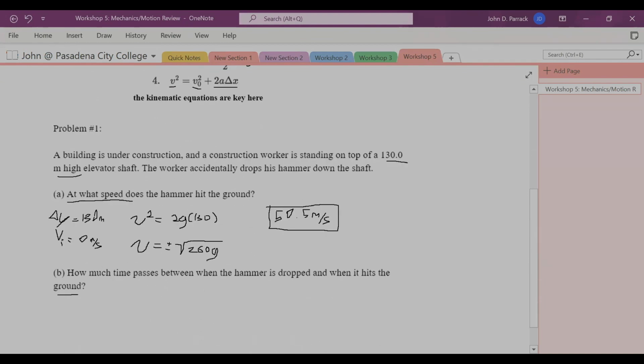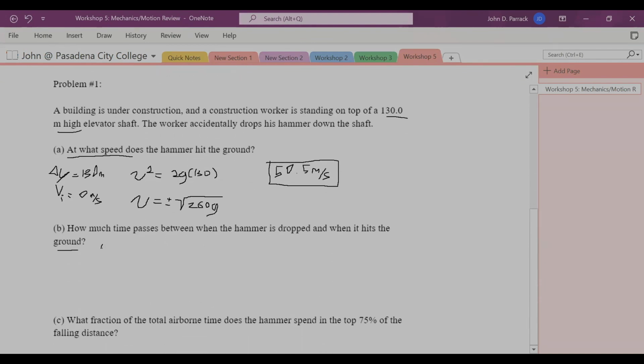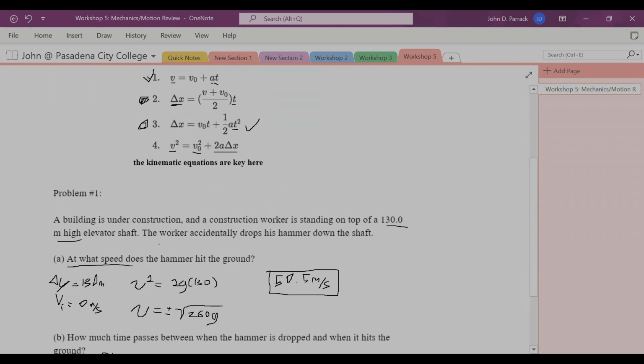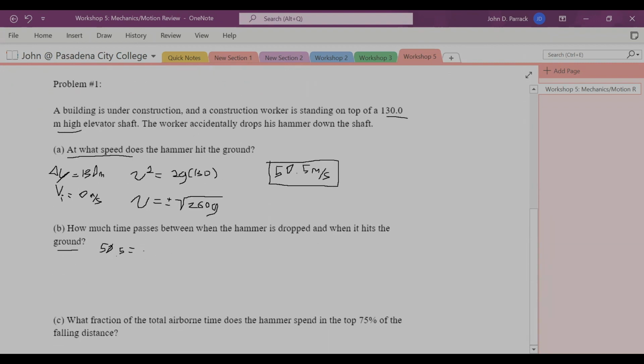Let's use number 1. Seems pretty straightforward. So we just found that VF was equal to 50.5, right? So from the kinematic equation, we have that VF is equal to V initial. That was just 0, right? So VF is just equal to AT, which is really just GT. So if we divide both sides by G, we lose G on the right-hand side. And we just have VF divided by G is equal to T.